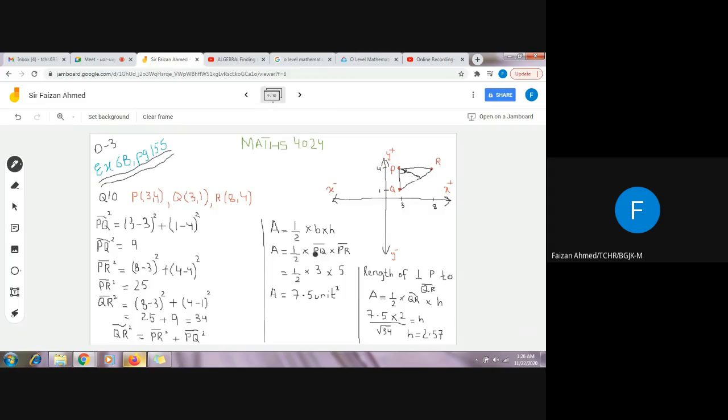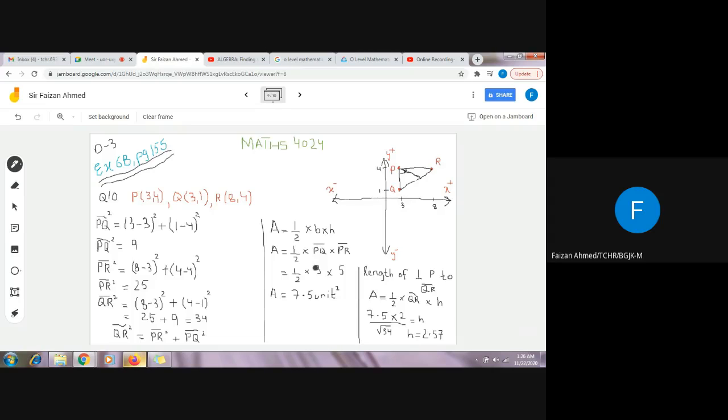So I am going with PQ as my base, and PR will automatically be the height of the triangle. PQ starts from 1 and goes to 4, so there is a difference of 3. The length of PQ is 3. And PR starts from 3 and ends at 8, so 8 minus 3 is 5. The length of PR is 5. So half into 3 into 5 will give me the area of the triangle, that is 7.5 units square.